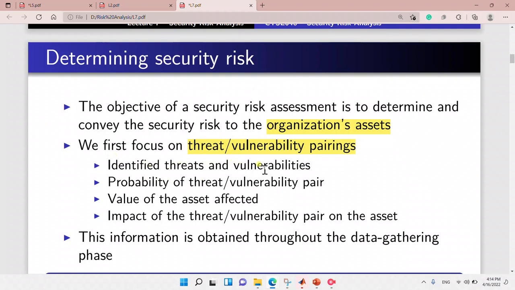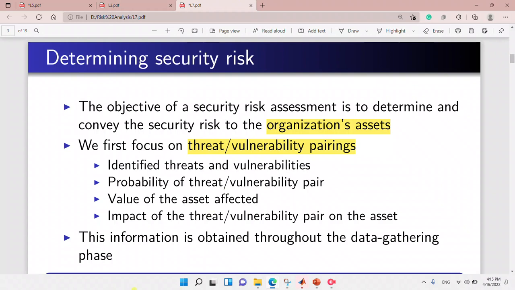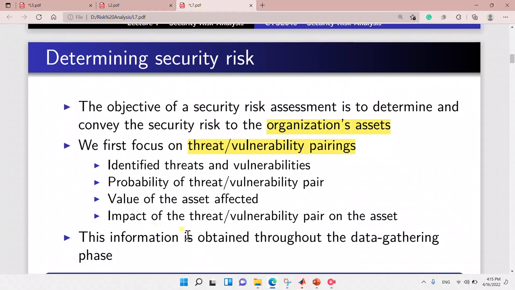Identified threats and vulnerabilities. We consider the probability of the threat and vulnerability pair, the value of the asset affected, and the impact of the threat vulnerability pair on the asset. This information is obtained throughout the data gathering phase.